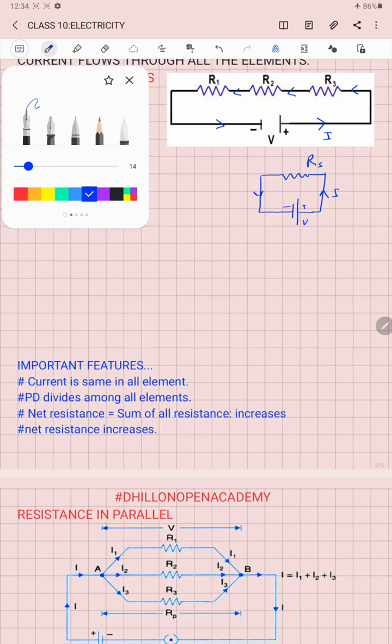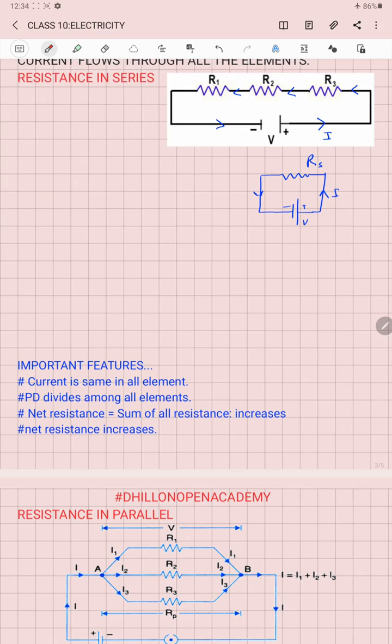If we use Ohm's law on the circuit, because all the resistances have the same current but different values, the voltage produced across each resistance will be different. Across resistance R1 the voltage will be V1, which is equal to IR1. For resistance R2 the voltage will be V2, equal to IR2. For the third resistance the voltage will be V3, equal to IR3. So here V1 is equal to IR1, V2 is equal to IR2 and V3 is equal to IR3.